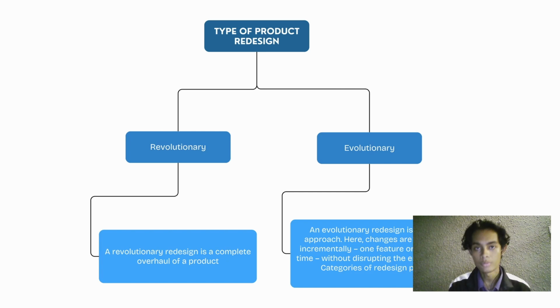There's two types of product redesign, which is revolutionary and evolutionary. Revolutionary product design is when a designer or a product changes its design completely in an overhaul. The other one is evolutionary product redesign, which is a redesigning that happens gradually and incrementally, such as we can go back to the first example, which is the Coca-Cola bottle.